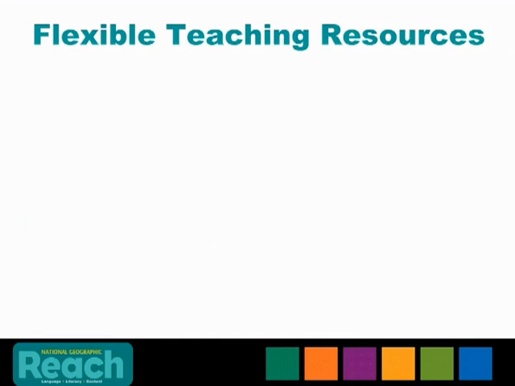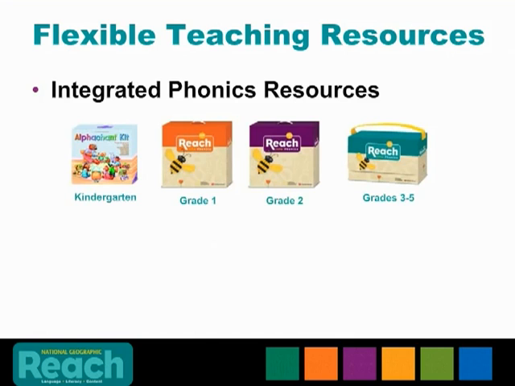Your district might have purchased additional resources to support phonics and newcomer instruction. First, our integrated phonics resources deliver systematic and scaffolded instruction in phonemic awareness, phonics, and high-frequency words. The Alpha Chant Kit is for use at the kindergarten level. There is a Reach into Phonics Kit for grade 1, a Reach into Phonics Kit for grade 2, and a Reach into Phonics Kit for grades 3 through 5. We have a recorded webinar available for each phonics kit that you can view and listen to if you want to go deeper into the instruction.